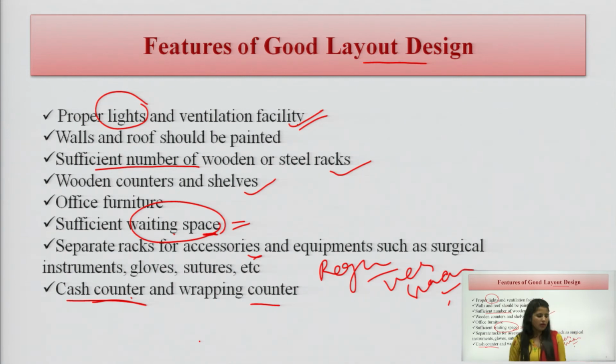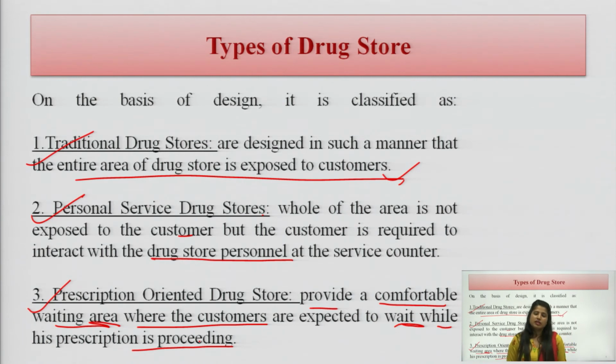So, there should be a locking system. There should be a waiting area, as we are dealing with a prescription oriented drug store. Yes. We have also discussed the types of drug stores. What are the different types?